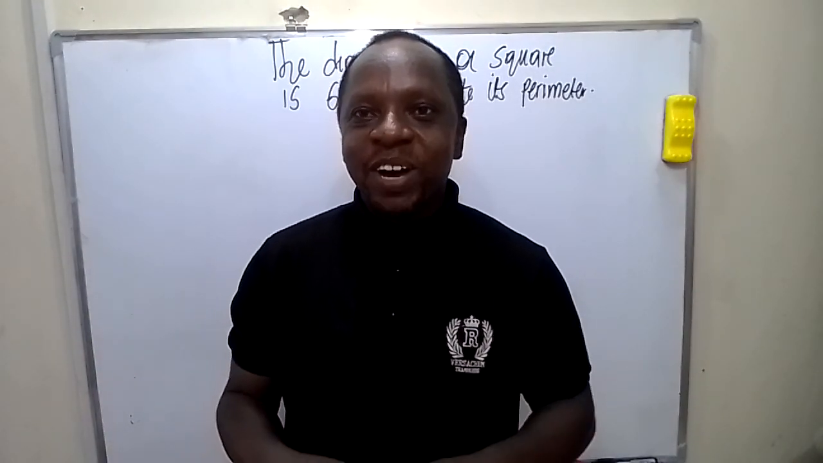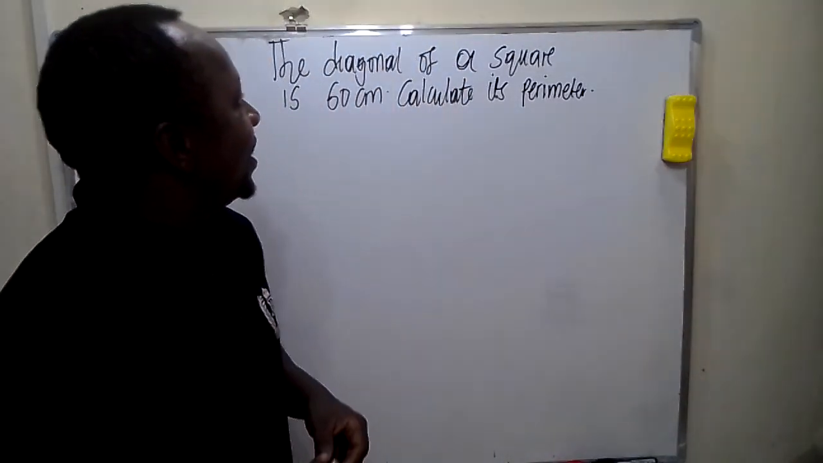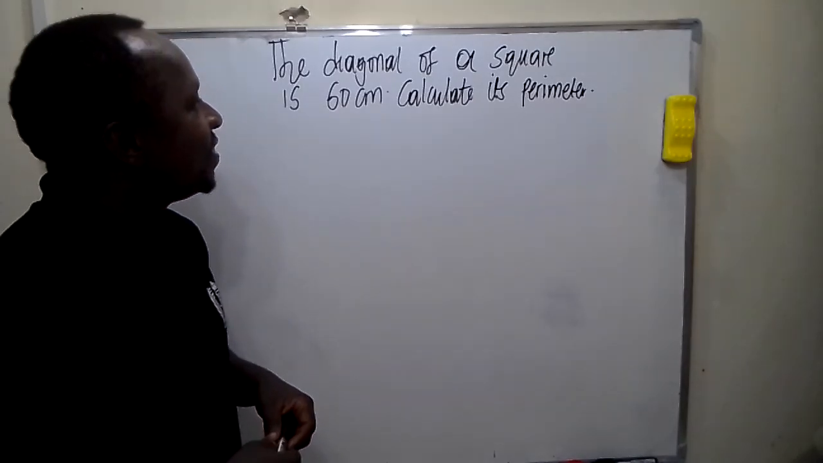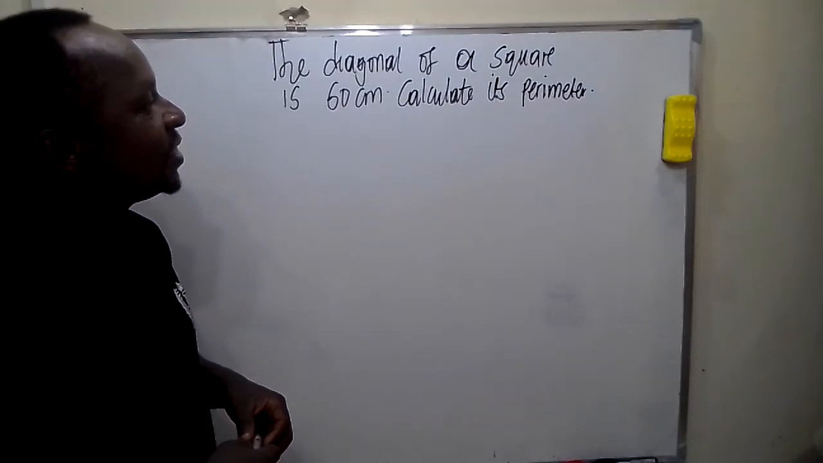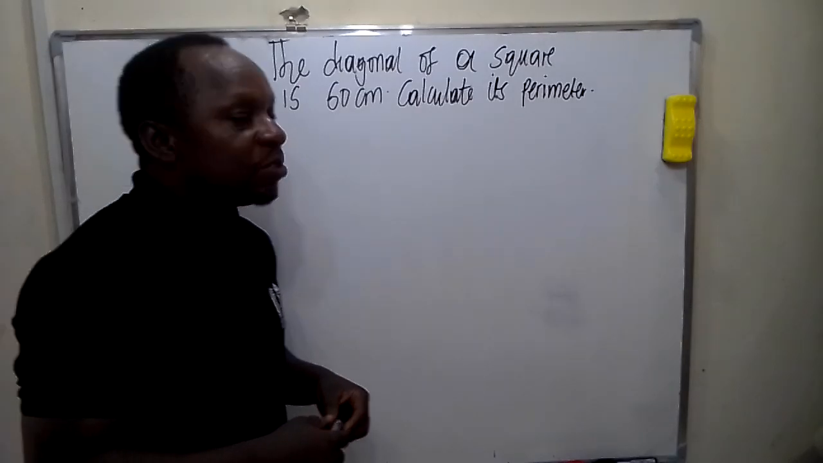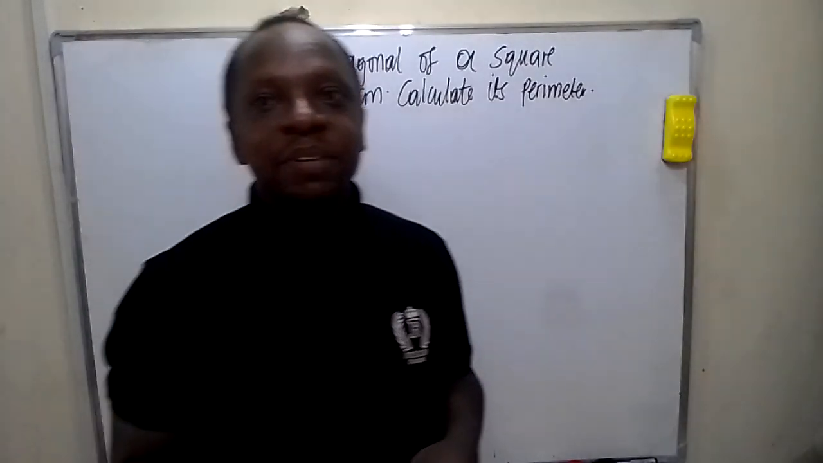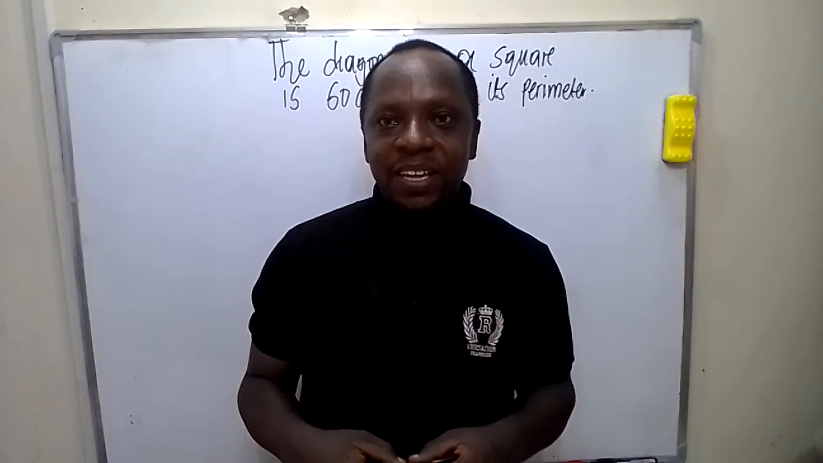Hello, let's solve this wire question together. The diagonal of a square is 60 centimeter. Calculate its perimeter. To solve this question effectively, we will be defining some basic terms.